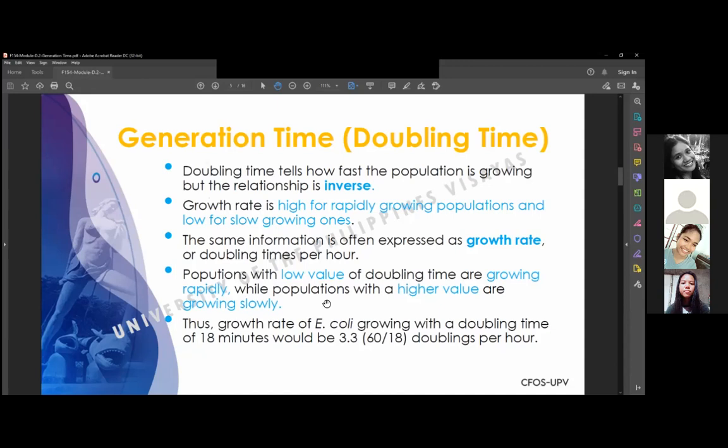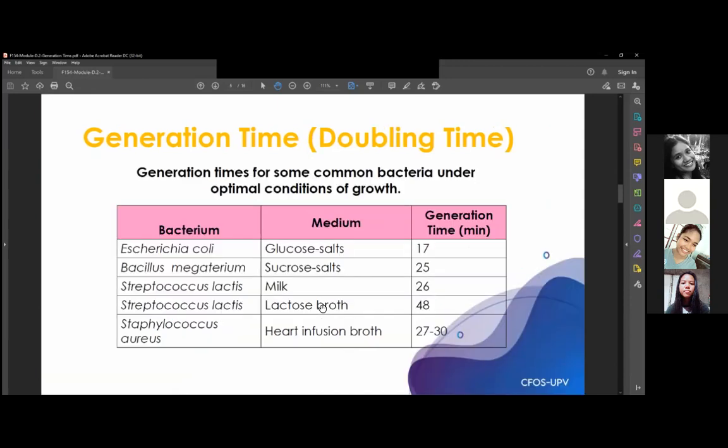Okay, can you imagine if it started with just 100, for example? Sige, mag-start nga tayo sa 100. So 100 siya, tapos nag-double siya, 100 times 100, tapos another 100. Ilan na yon? Okay, let's count that later kasi meron naman talagang formula for this one. Ambisyosa lang ako. Okay, this is the generation time for some common bacteria under optimal conditions of growth.